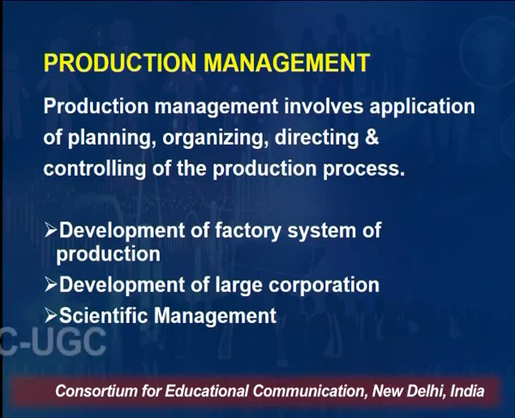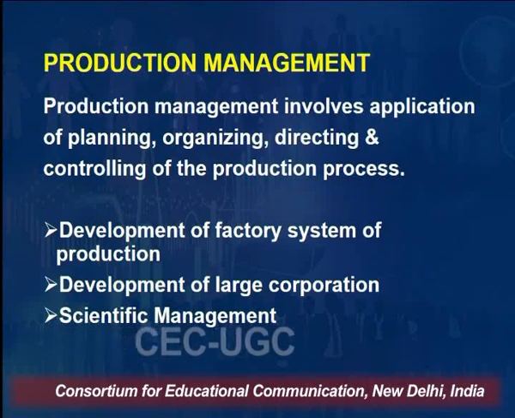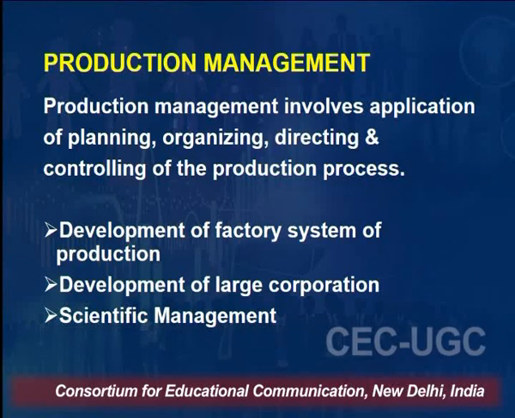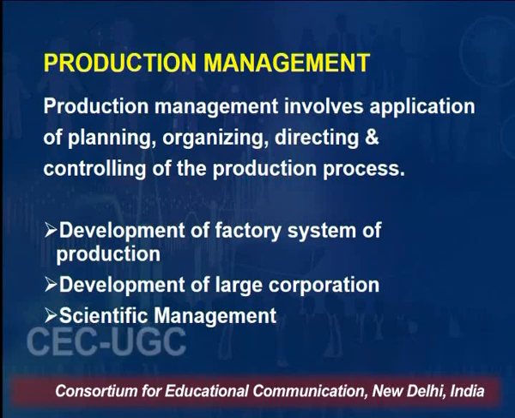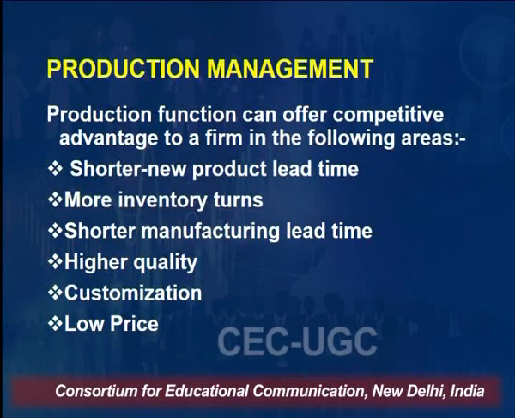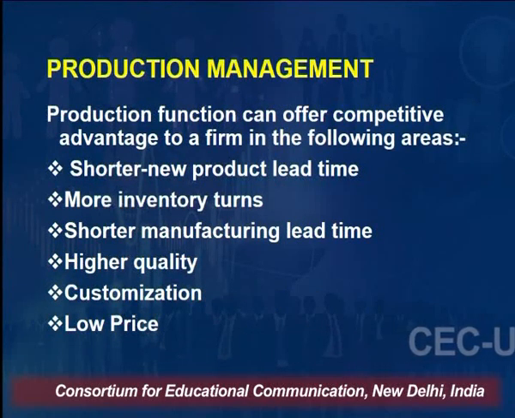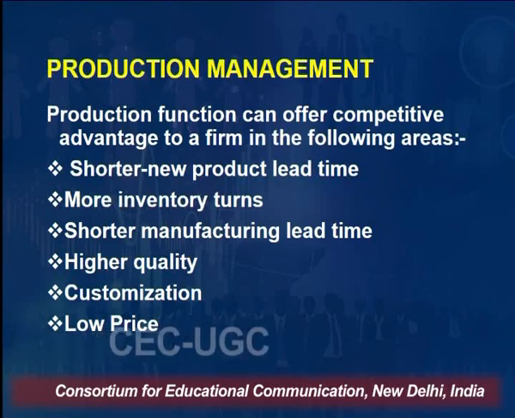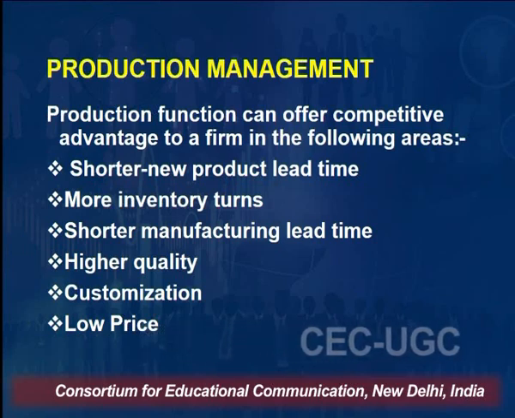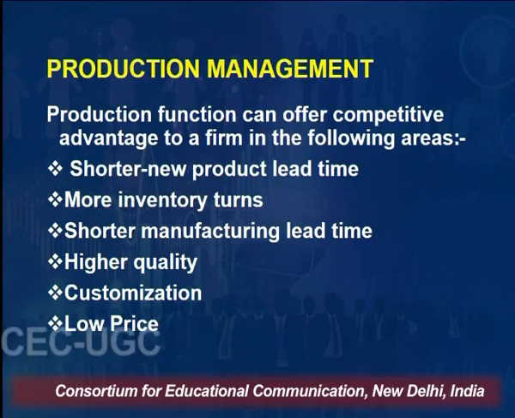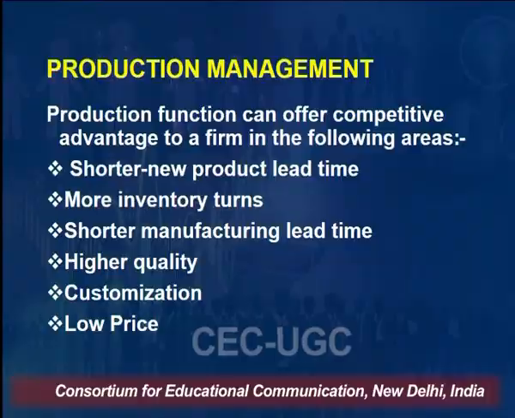So basically production management is mainly used for the factory system of production. But otherwise we can use the word operations management also for the manufacturing industries. So as you can see in this slide further, how we can achieve competitive advantage in a manufacturing kind of a setup. For example, the first point we are saying is shorter new product lead time. So if you are producing new products in a shorter time, you will get a competitive advantage.